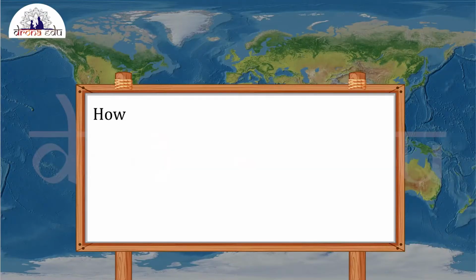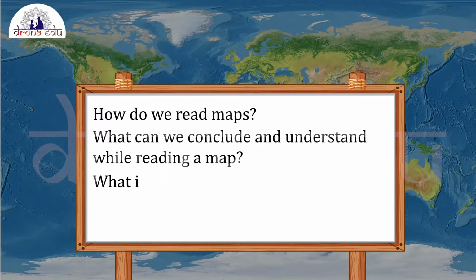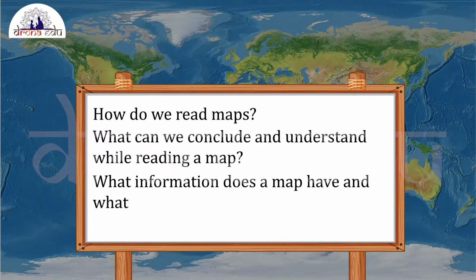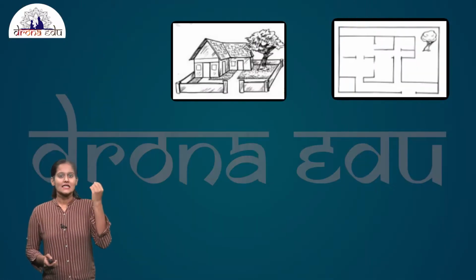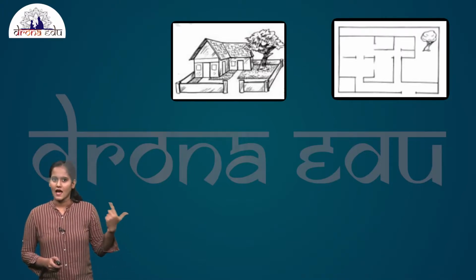Then, how do we read the maps? And how can we conclude and understand while reading the map? And what information does a map have and what does it not have? All these questions we have. And is it any different from a picture? So all these are the question marks we have.